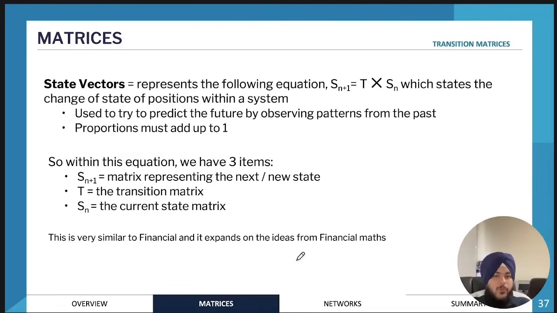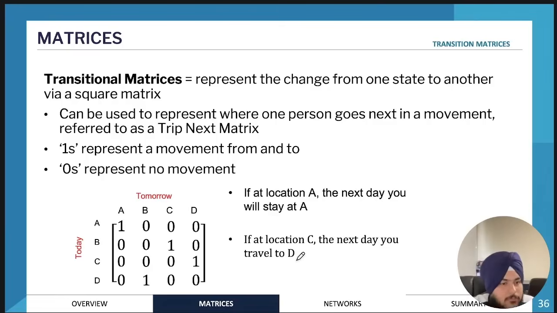Okay, so now we're going to move on to transition matrices. Sorry, I skipped a slide. So now we're going to be moving on to transition matrices. Transition matrices are just a way of using the patterns in the past to predict the future.